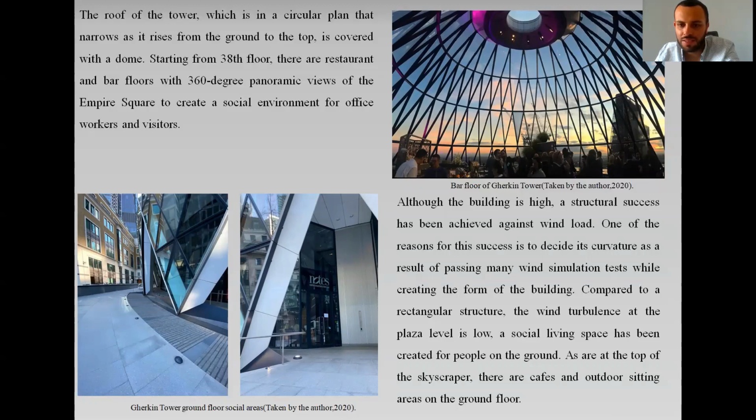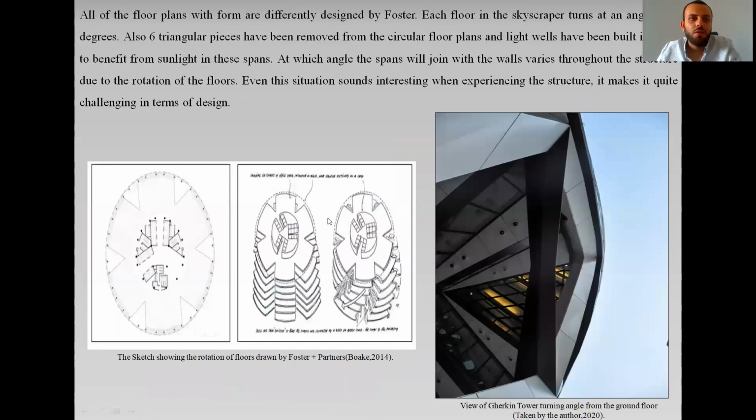A social space has been created for people on the ground. As at the top of the skyscraper, there are cafes and an outdoor sitting area on the ground floor. All of the floor plans are differently designed by Foster. Each floor in the skyscraper turns at an angle of 5 degrees. Also, 6 triangular pieces have been removed from the curved circular floor plans and light wells have been built in order to benefit from sunlight in these spaces.